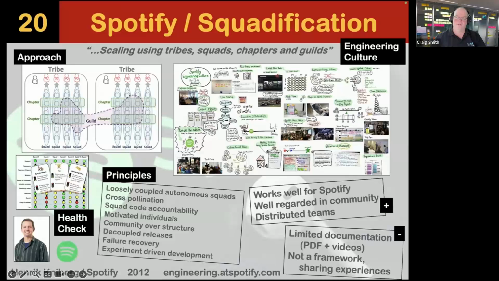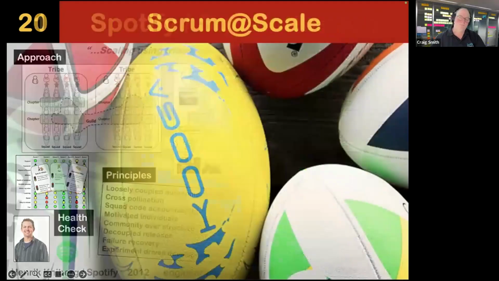But nonetheless, there are still things we can learn from that. How to apply a matrix model. The engineering culture is really good. How they distribute is also really good, and they came up with some good tools. The PDF and video are still available there. But as I said, it's not a framework. It was just sharing experiences. And interestingly, the work of Henrik is now continuing to evolve, with some interesting ideas around AI as well.